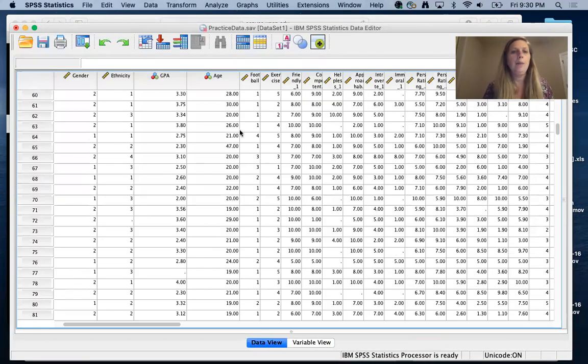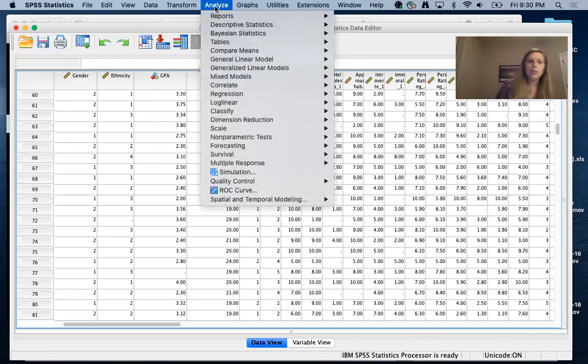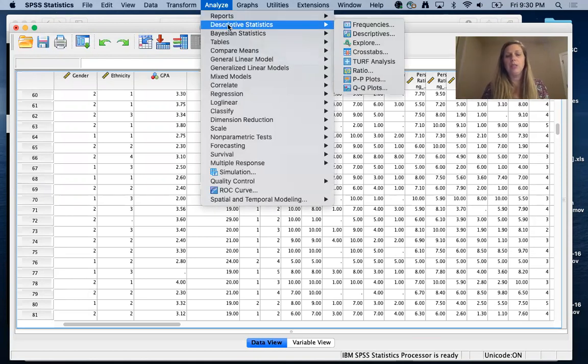I am going to come up here to where it says analyze. I need to know the number of men, the number of women, the numbers or percentages of the different ethnicity categories, the average GPA, the average age. I have a lot of information that I need. So I'm going to go to descriptive statistics, because I'm really trying to just describe the data. I want a bunch of frequencies, I want means, I want standard deviations. Frequencies and descriptives give you a lot of this stuff.